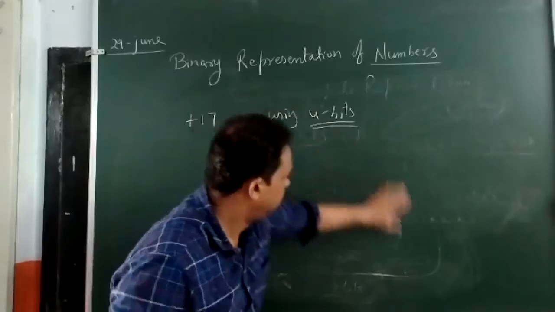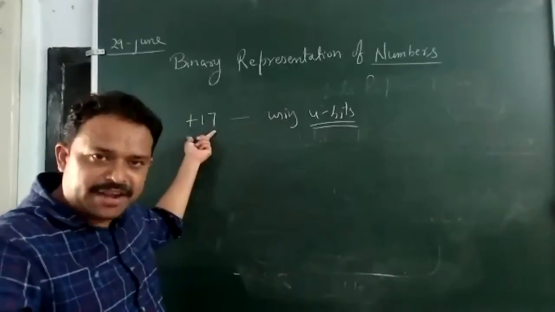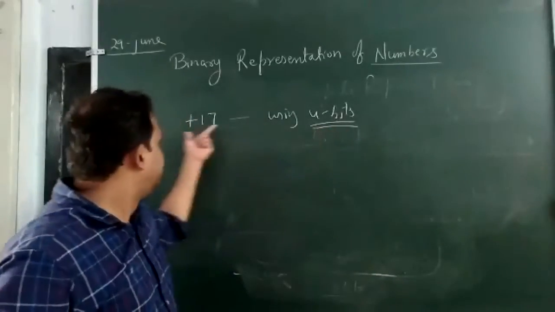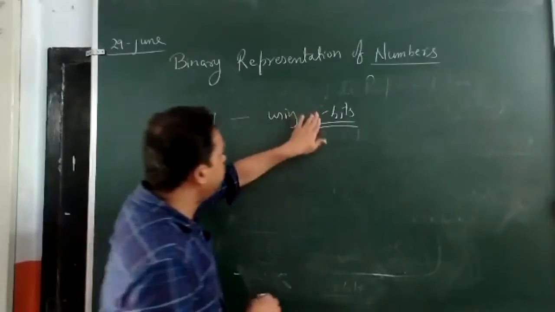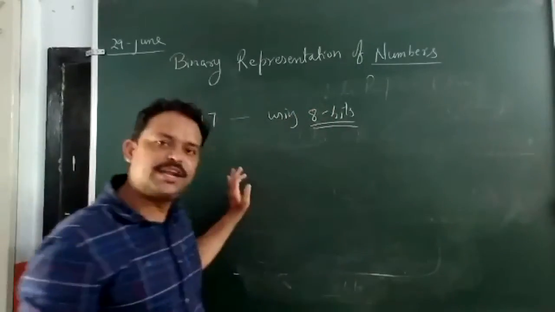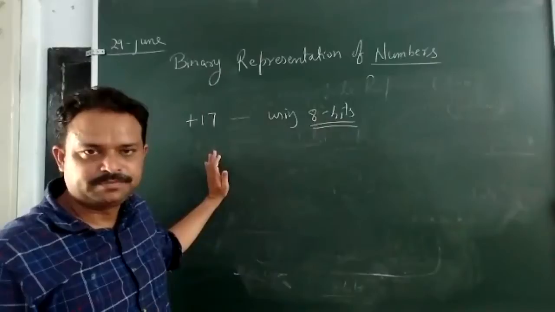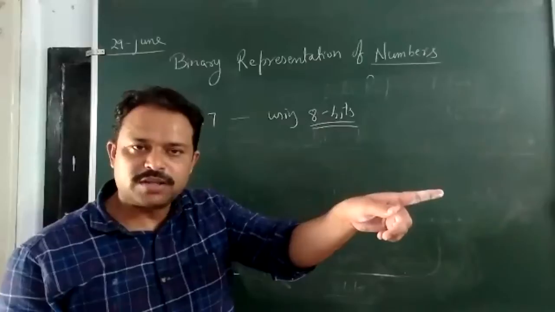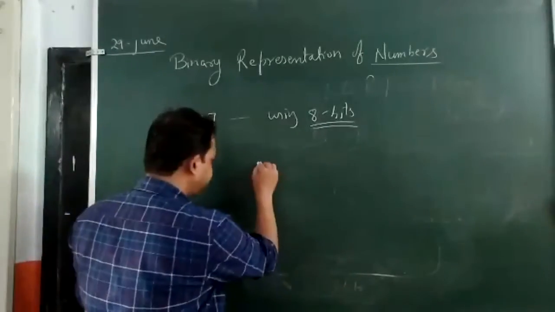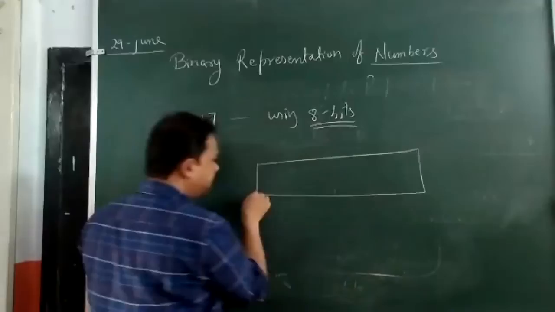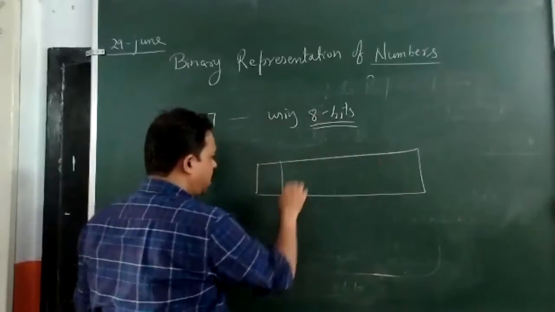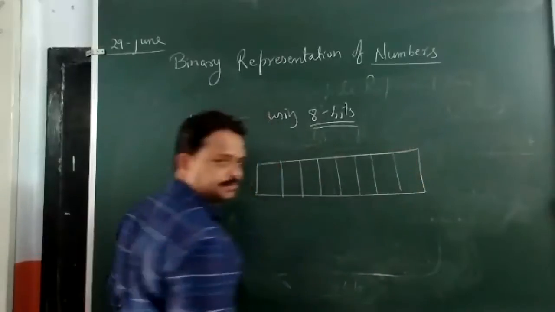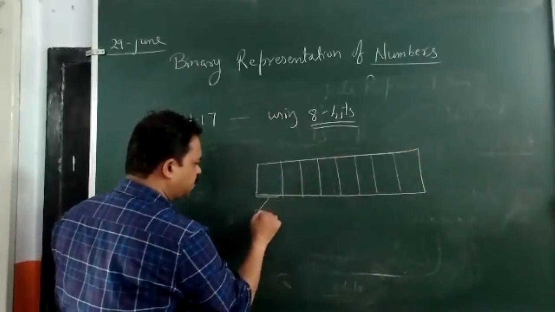Okay, so if you want to represent plus 17 using 4 bits, it is not possible. If I say to you represent plus 17 using 8 bits, then it is possible. Out of 8 bits, 1 bit is reserved for sign bit. So what will be the diagram? First of all, make it 8 bits, 1, 2, 3, 4, 5, 6, 7, 8, and the last bit is reserved for sign bit.